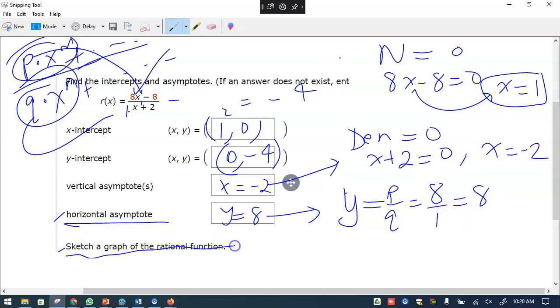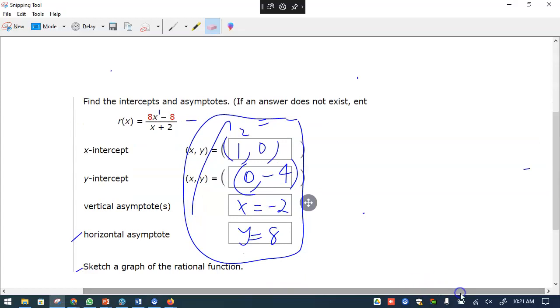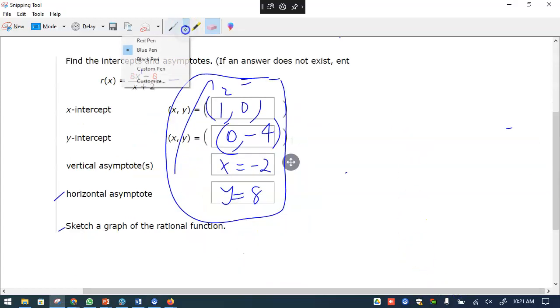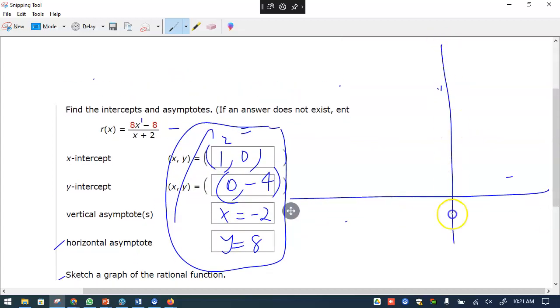And then you need to also sketch this. Now that I have all this information, how do I sketch? To sketch this, I'll draw the x-axis and the y-axis. So this is the x-axis, and this is the y-axis. Then let's mark the x-intercept. So the x-intercept is, let's say, this one. The y-intercept is minus 4. So this is 1, 2, 3, and 4. So that's negative 4 right there.